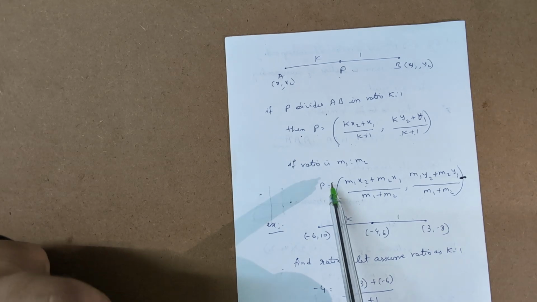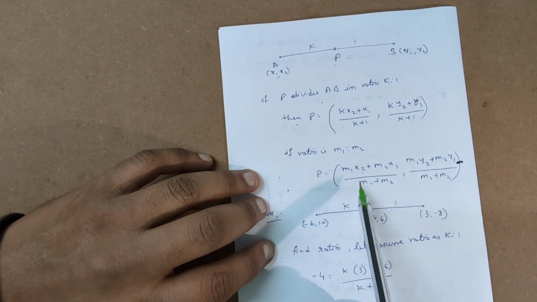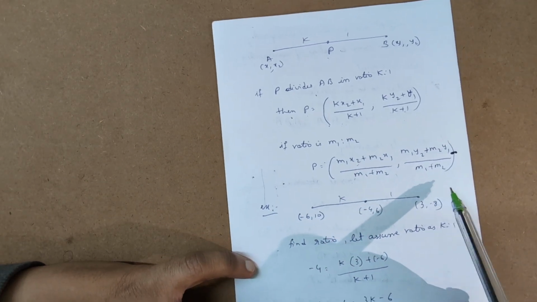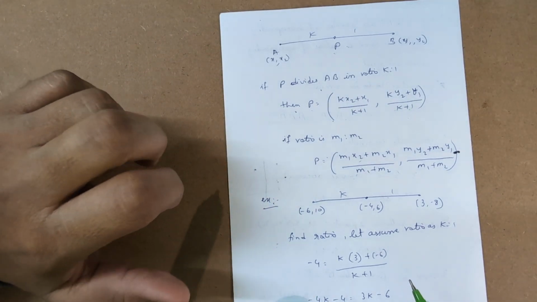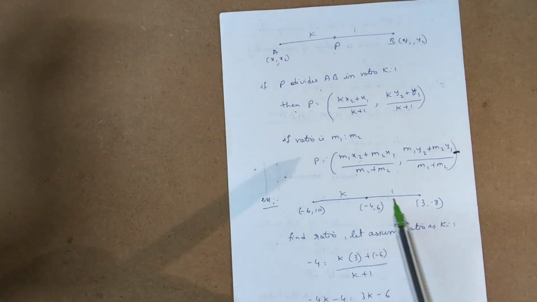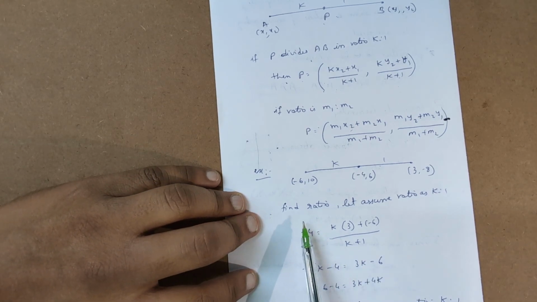If they say that the ratio is not k:1 but m1 is to m2, then P has a separate formula: (m1 x2 + m2 x1)/(m1 + m2) and (m1 y2 + m2 y1)/(m1 + m2). You have to remember these two formulas, but I suggest that even if you remember just one formula, you can do it, but if you remember both the formulas, that will be better for you. So let's see another question.